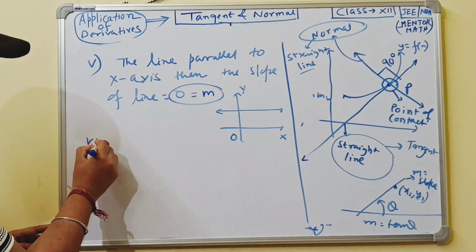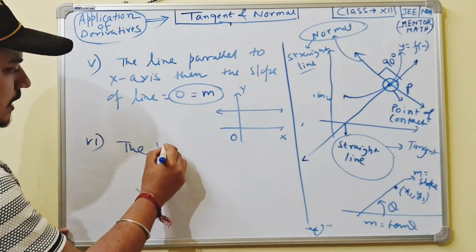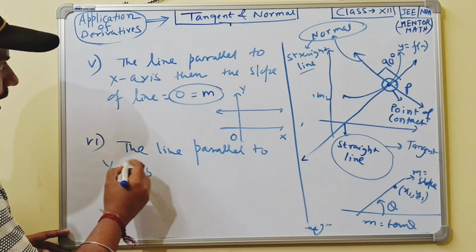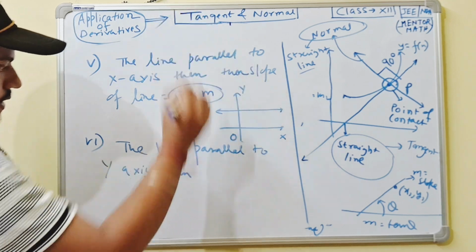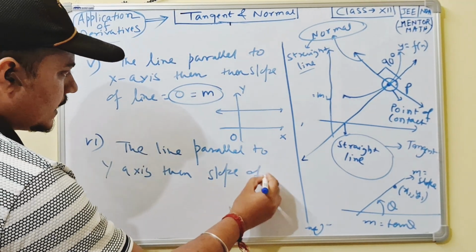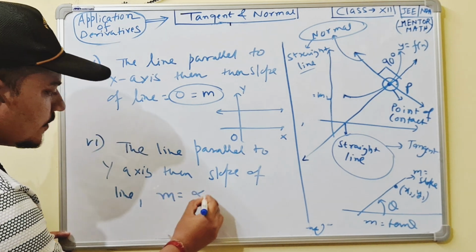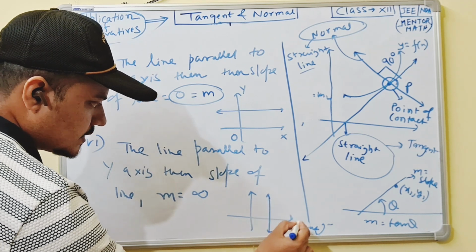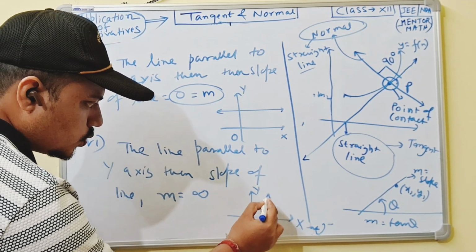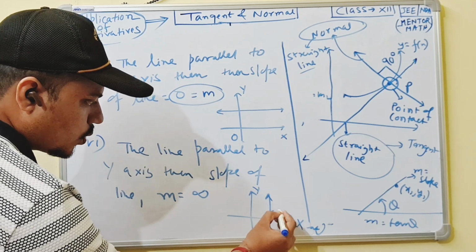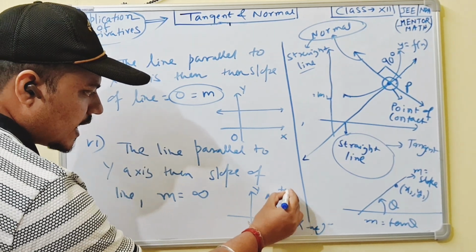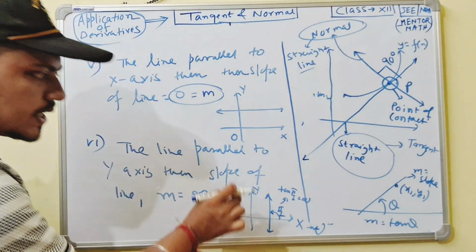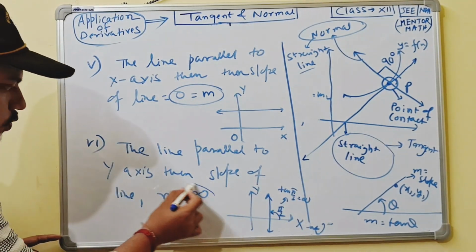So next, number 6: if the line is parallel to the y-axis, then here also the slope of the line m is equal to infinity. You can see the diagram also. This is your x-axis, y-axis. Parallel to the y-axis means the angle is pi by 2, and in that case you know that tan pi by 2 is equal to infinity. You know that the slope of a line is tan theta. Theta here is pi by 2. That's why tan pi by 2 is equal to infinity. So the slope is equal to infinity.